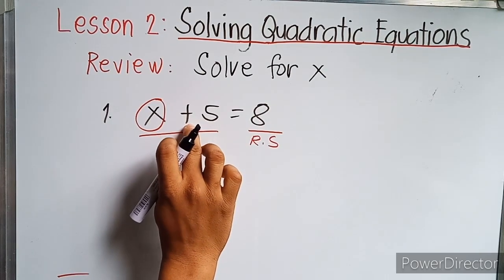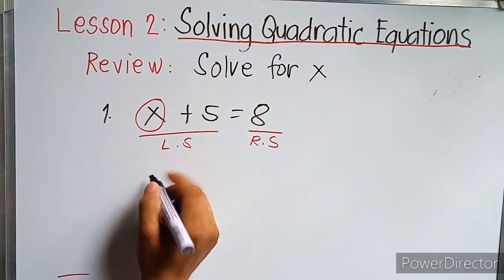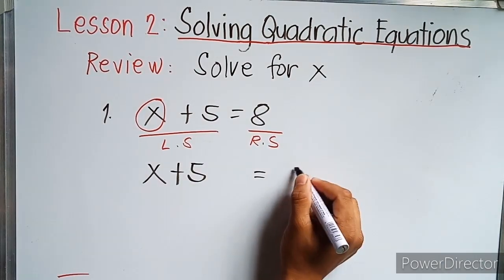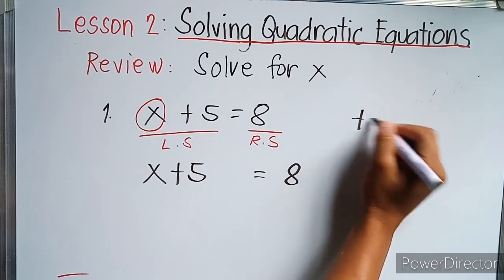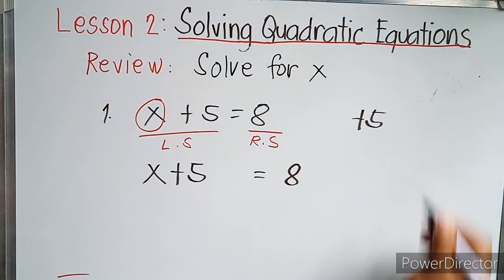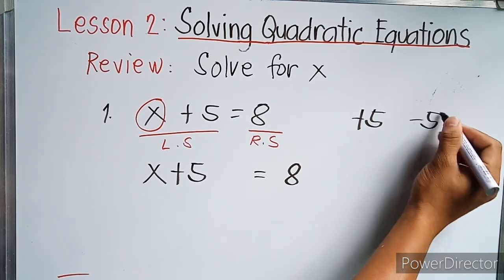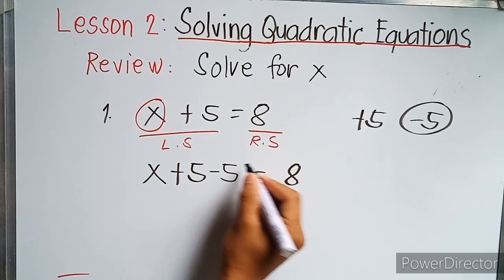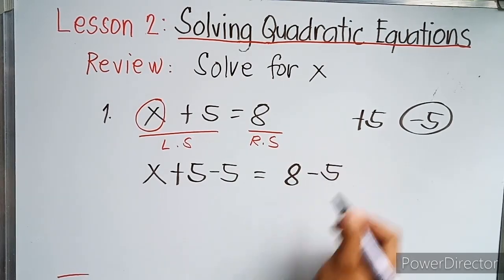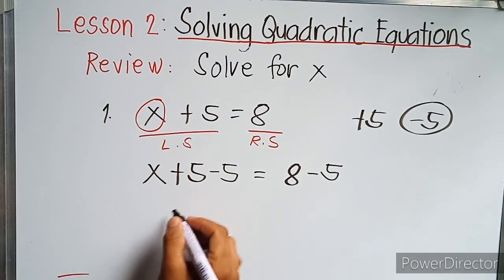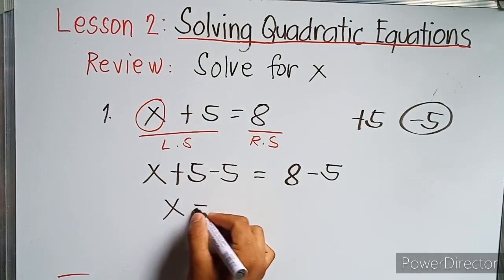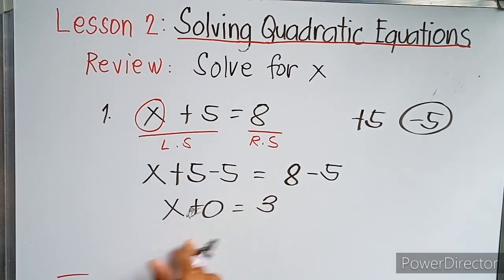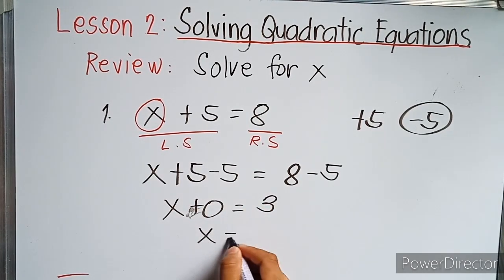So, kukuhanin natin ang additive inverse ng positive 5. So, we have x plus 5 equals 8. So, we have 5 or positive 5. Ang kanyang additive inverse ay negative 5. So, we are going to add negative 5 on both sides of the equation. So, we have 5 minus 5, that is 0. So, x plus 0 equals 3. So, x is equal to 3.